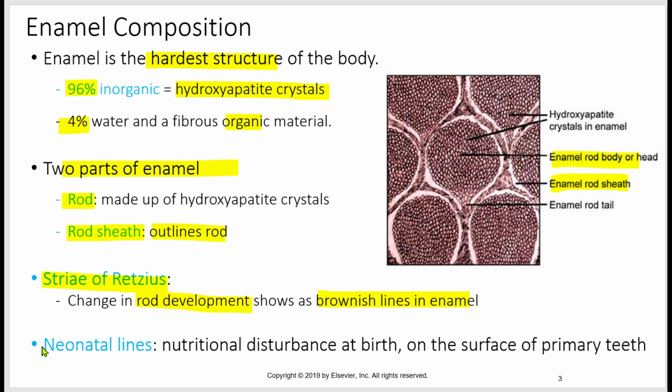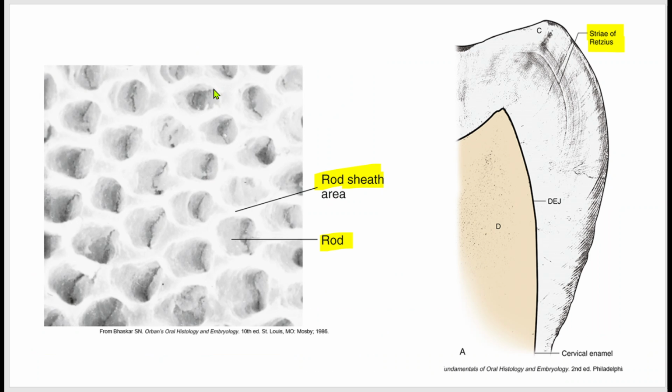The other things also that we might see in the enamel are the neonatal lines, and these are lines that would appear because of nutrition disturbances at birth, okay, on the primary teeth. So we'll see these on the primary teeth because of the disturbances in the nutrition. Okay.